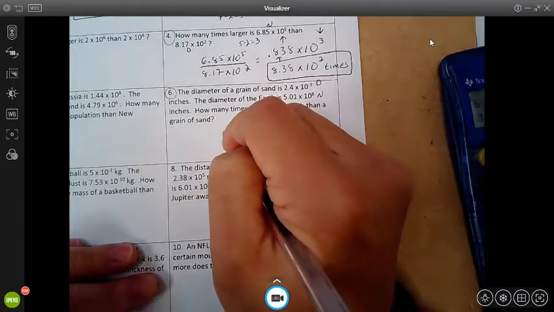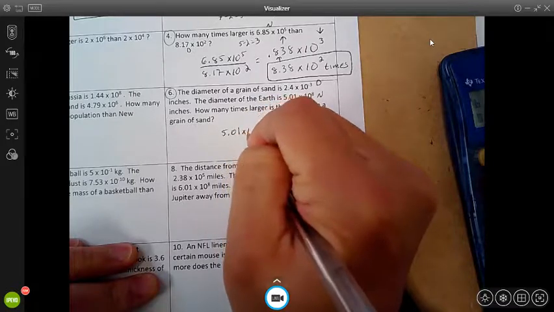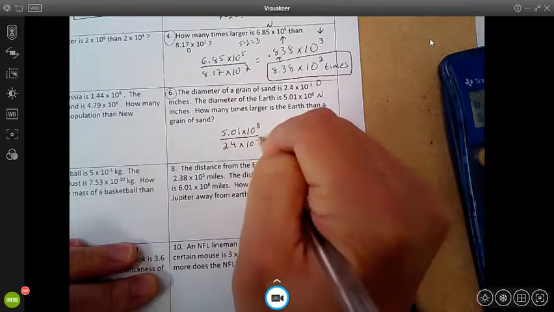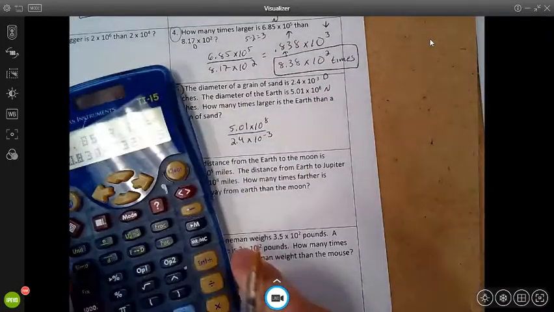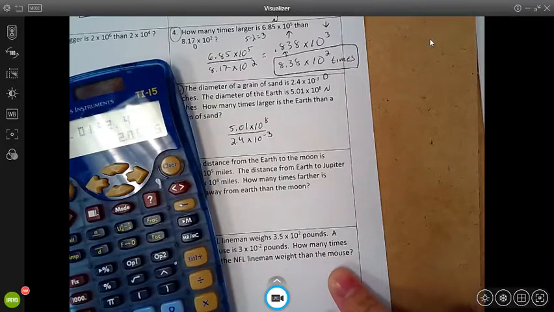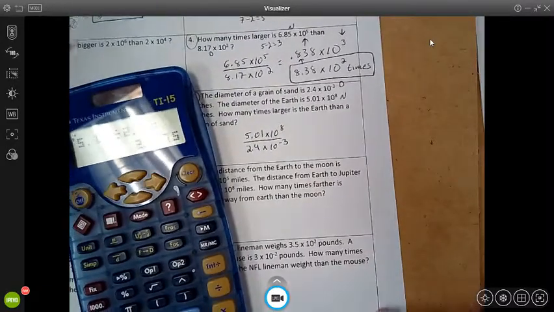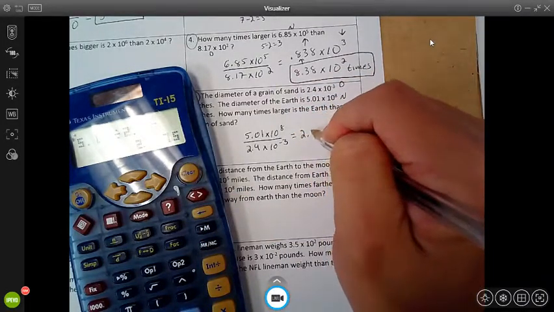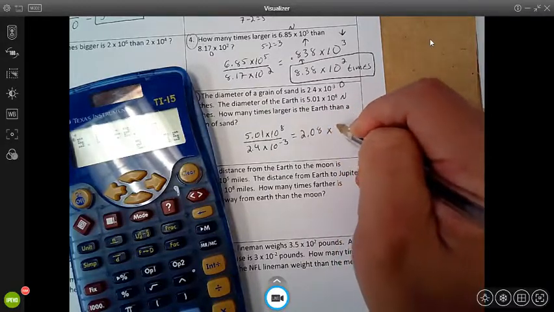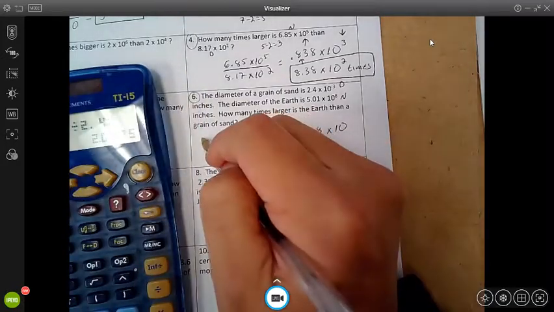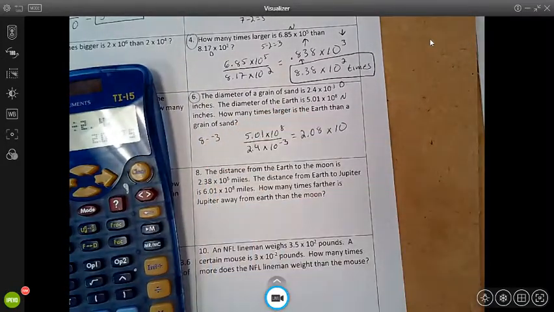So I have 5.01 times 10 to the 8th divided by 2.4 times 10 to the negative 3. So let's go ahead and divide this out. I got 5.01 divided by 2.4, and I divide that out, I get 2.08. I know I'm not rounding correctly here, but I'm just going to go with 2.08. And then times 10. Then I have 8 minus negative 3 for the exponent.